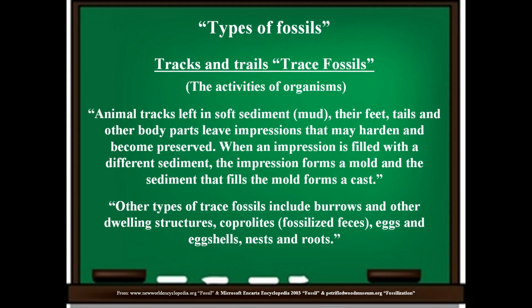And so now, going on here, tracks and trails that have been fossilized, they call these trace fossils. It's basically the activities of organisms. Animal tracks left in soft sediment, mud, their feet, tails, and other body parts leave impressions that may harden and become preserved. When an impression is filled with a different sediment, the impression forms a mold, and the sediment that fills the mold forms a cast. Other types of trace fossils include burrows and other dwelling structures, coprolites, which is fossilized feces or dinosaur doo-doo, you'll often hear it referred to as, eggs and eggshells, nests and roots. These are all trace fossils, is what they consider.